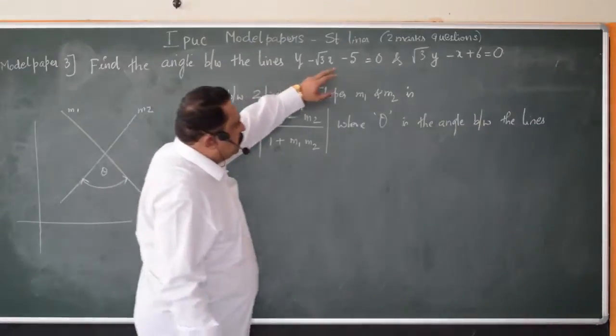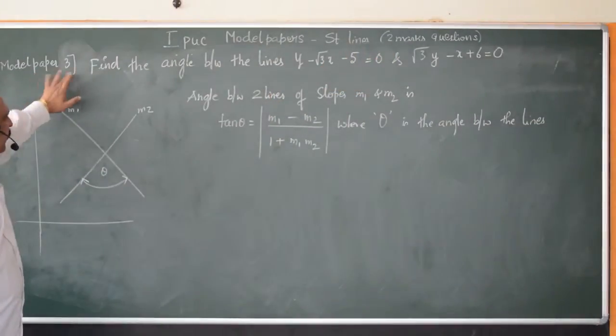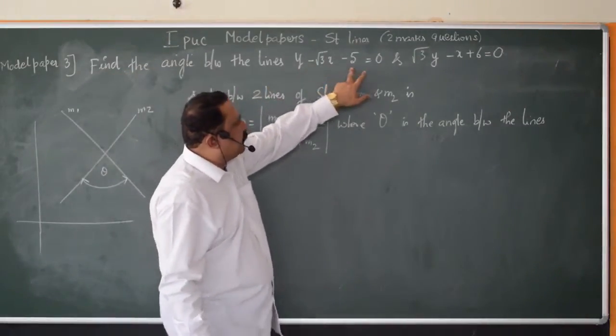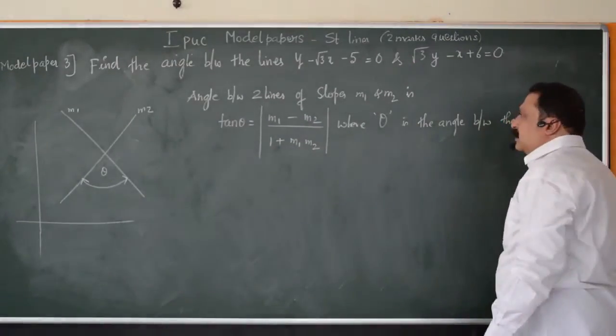Next problem under 2 mark sessions on straight lines from model paper 3. Find the angle between the lines y minus root 3x minus 5 equals 0 and root 3y minus x plus 6 equals 0.